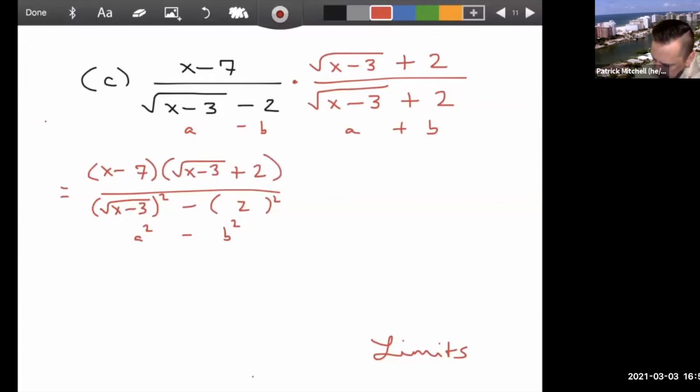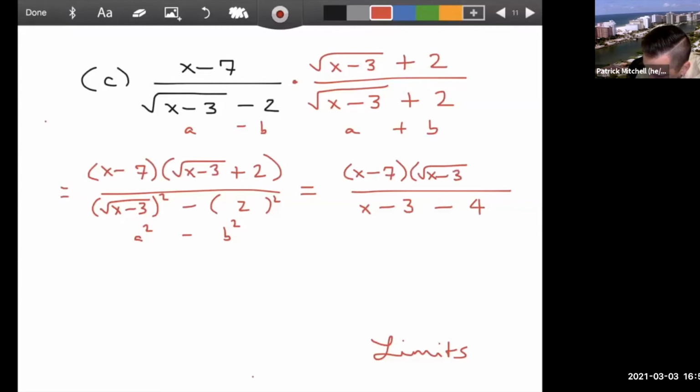All right, so when I square the square root of x minus 3, I just get x minus 3. And when I square 2, I get 4. I see something kind of magical about to happen. All right, what is x minus 3 subtract 4? Well, it's x minus 7. Oh, and I'm excited about that because we have an x minus 7 on top.